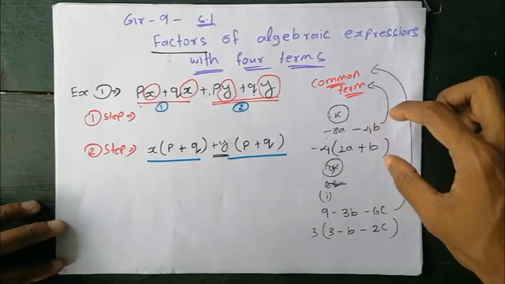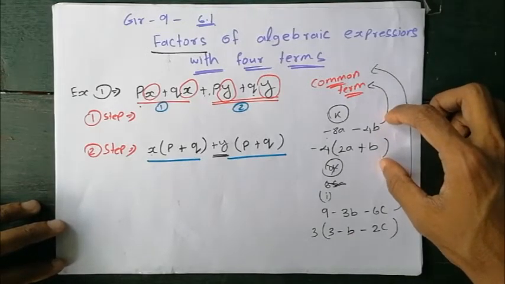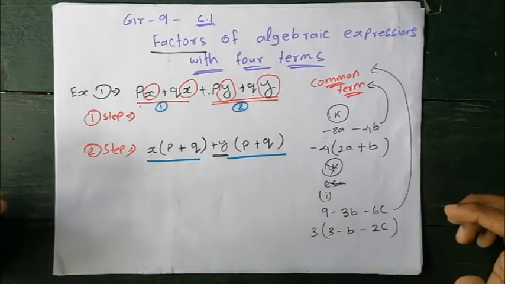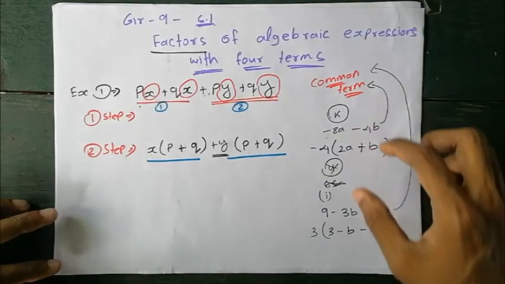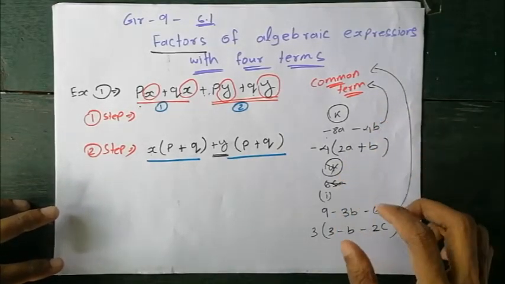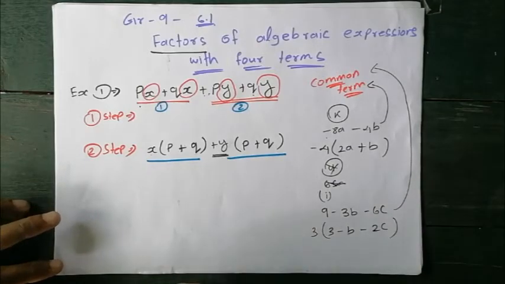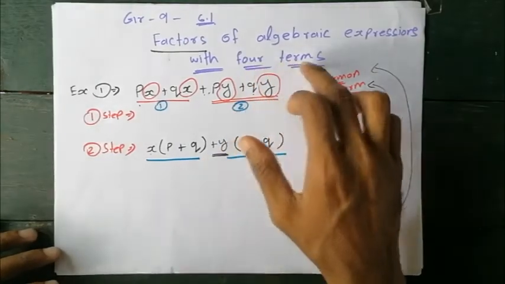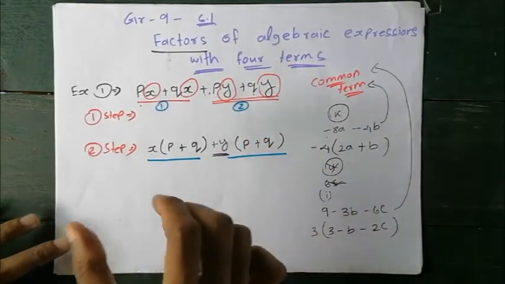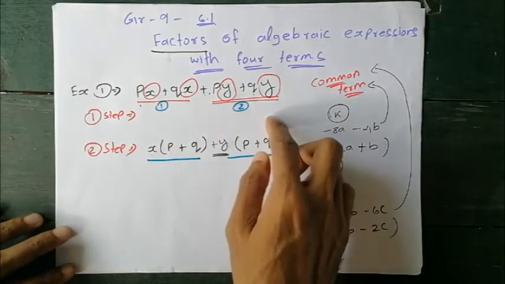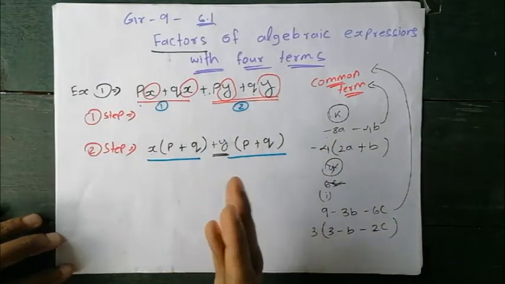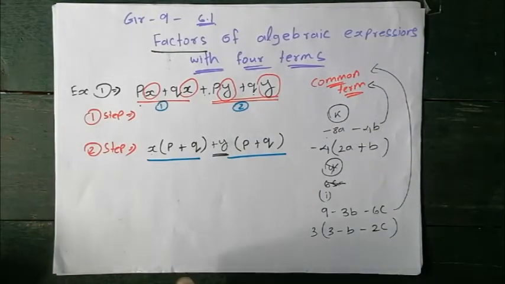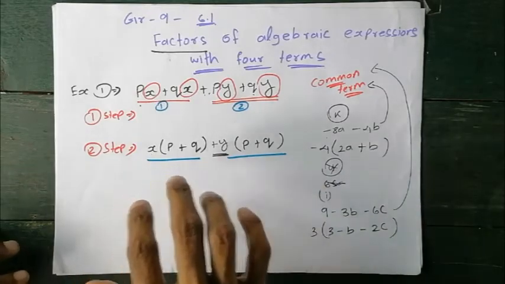If we are given 2 terms of an algebraic expression to find factors, or 3 terms of an algebraic expression to find the factors, we don't pair it. We just take out all the common. But with the 4 terms, that is the main difference. With the 4 terms, first you should make a pair like this, and then the usual way take out all common elements.